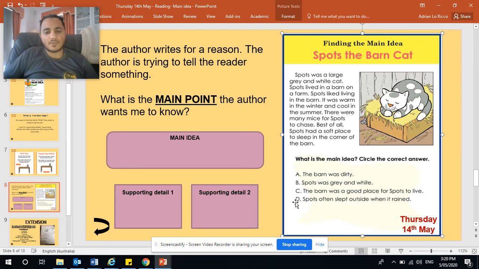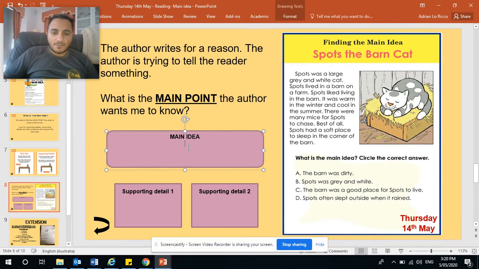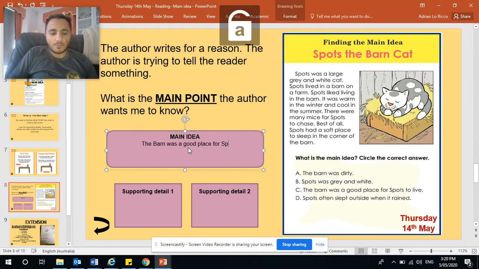Let me just read the last one just to make sure. Spots often slept outside when it rained. No, it's not that one either. So the main idea is the barn was a good place for Spots to live.